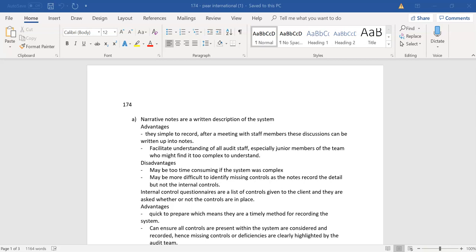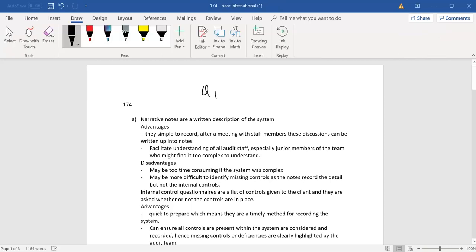Great. So on to question 174, pair. Now, again, this bit here, you've done very well. Again, it's a repetition of an earlier question, a knowledge bit, asking us to highlight the advantages and disadvantages. And here we have this discussion about them being simple to record.